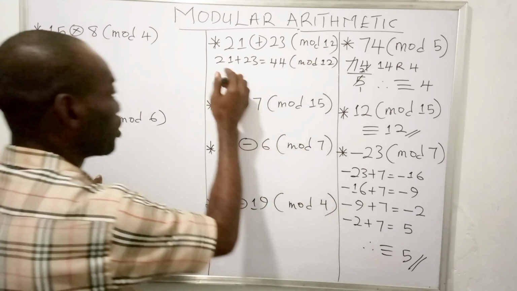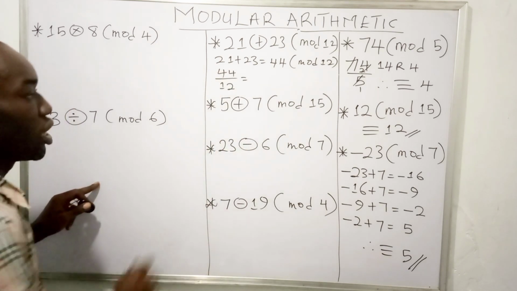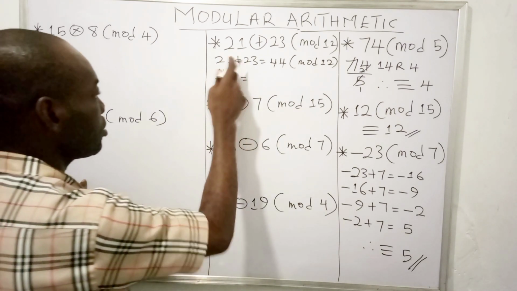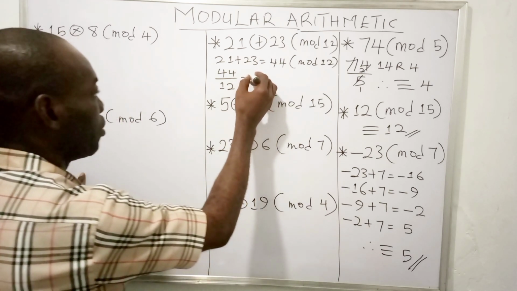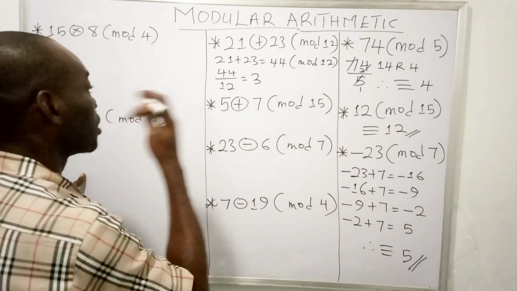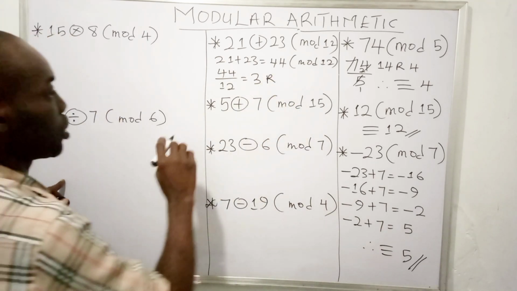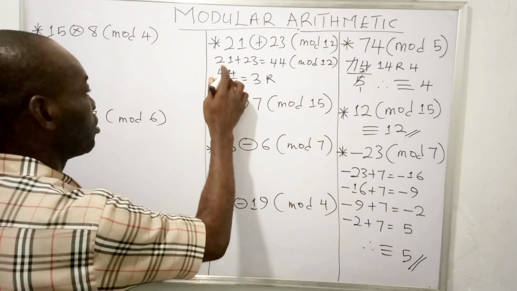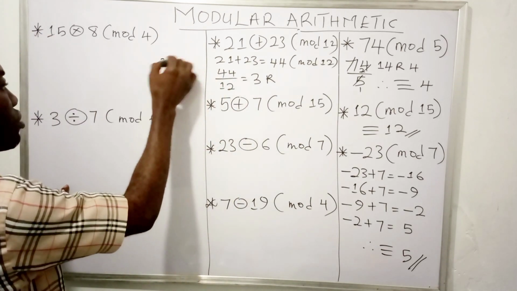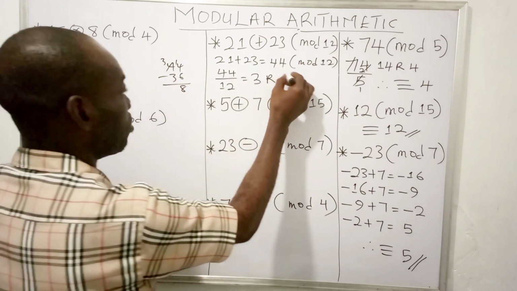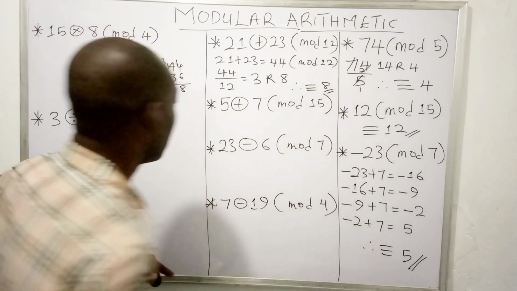What do we do here? We divide 44 by 12. 12 into 44 gives us 3, which is 36. Now we subtract to get the remainder: 44 minus 36 is 8. So our remainder is 8. Therefore, the solution to that problem is 8.